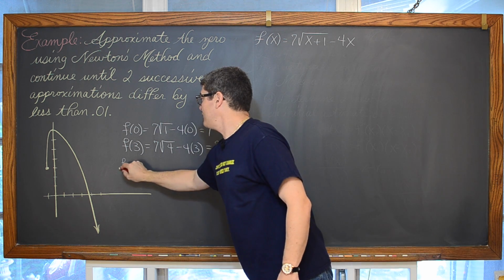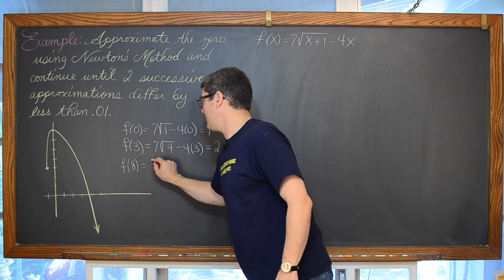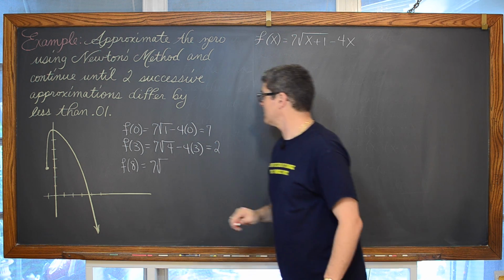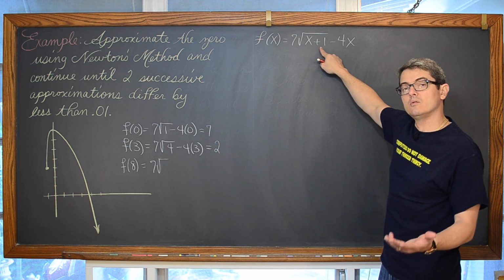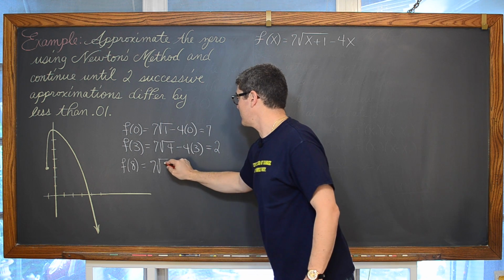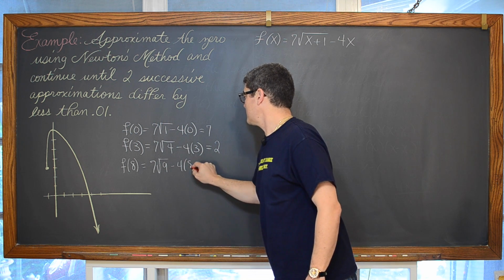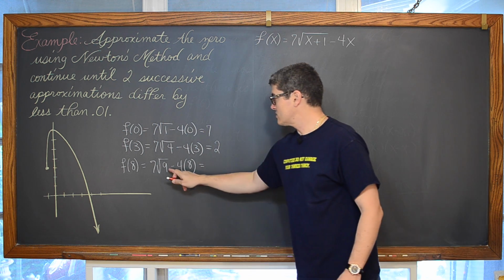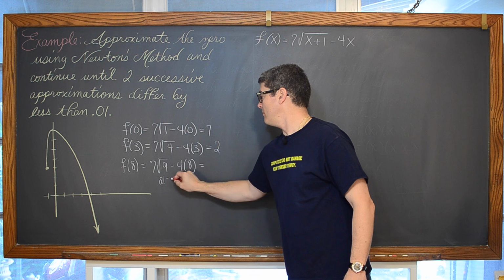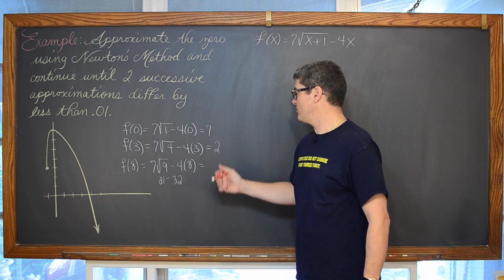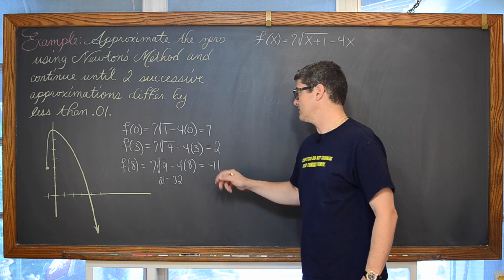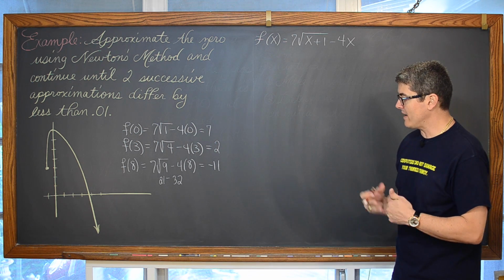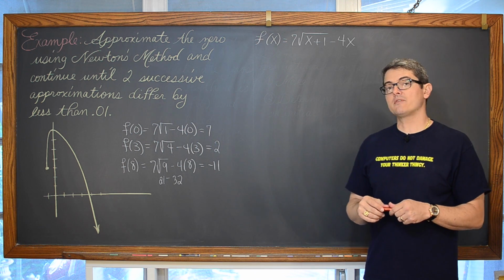So let's let x equal 8. If we find f of 8, we're going to have 7 times the square root of 8 plus 1, which is 9, so the square root of 9, minus 4 times 8. Well, now we have 7 times 3 is 21, and 21 minus 32 is going to be negative 11. So we have a sign change between the x value of 3 and the x value of 8.